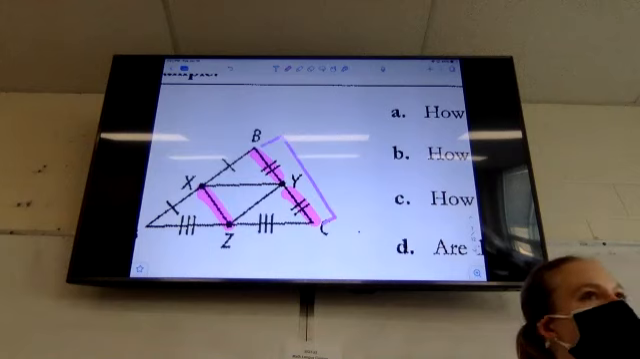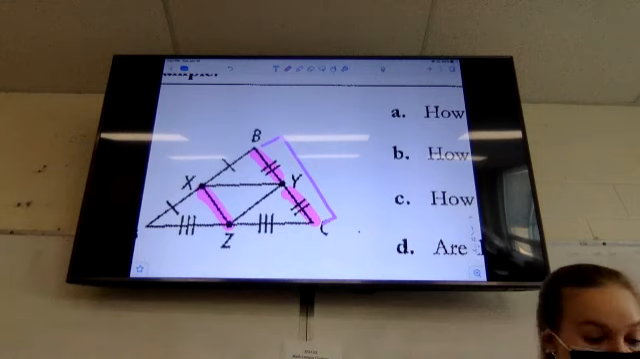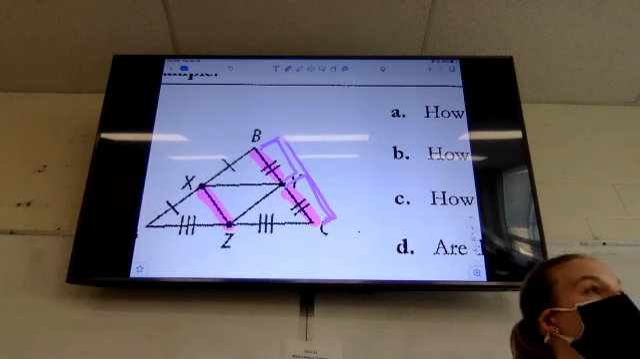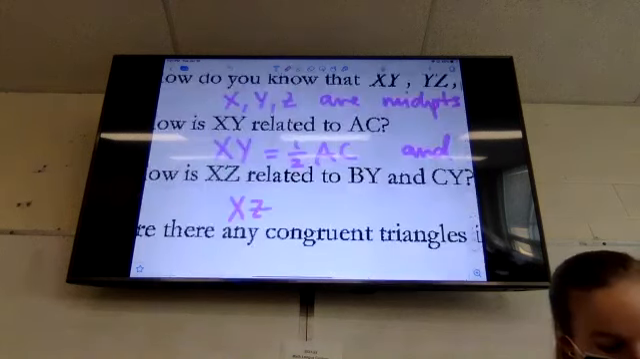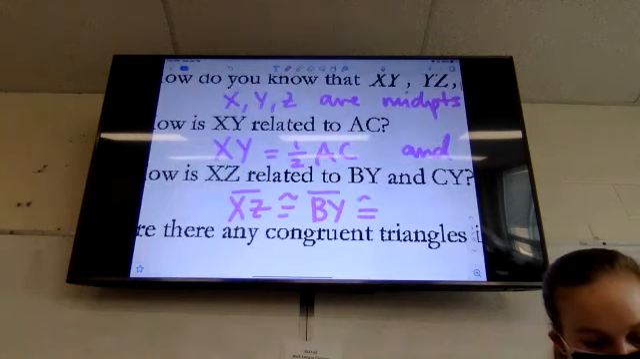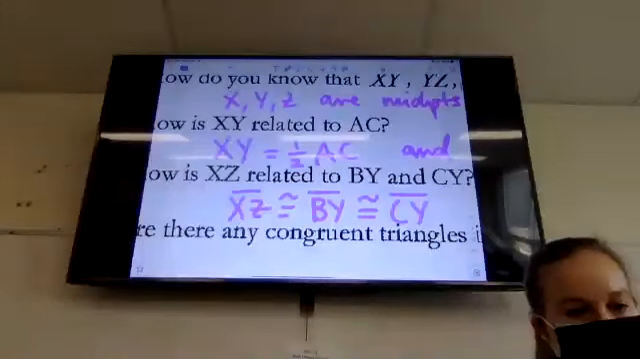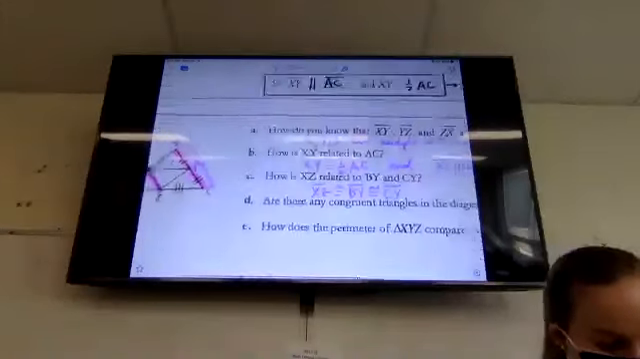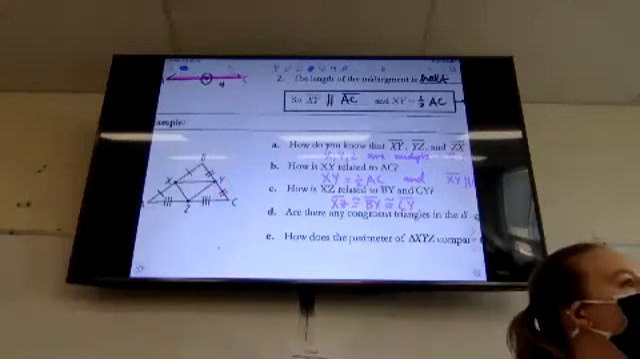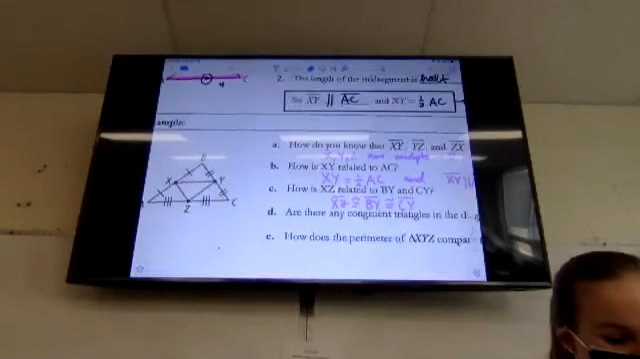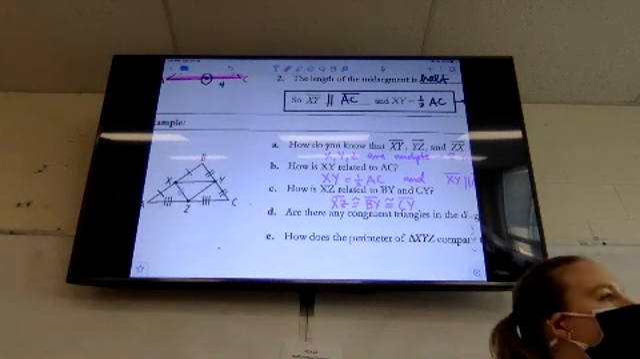What also is half of BC? BY and good. So all three of those segments are congruent. That's pretty cool. I'm gonna write it like this. I'm gonna say XZ is congruent to BY, which is also congruent to CY. That's kind of fun. So that means I'm gonna put some congruent marks on this picture. If I know BY and CY and XZ are all congruent, I'm gonna put two little congruent marks on XZ.